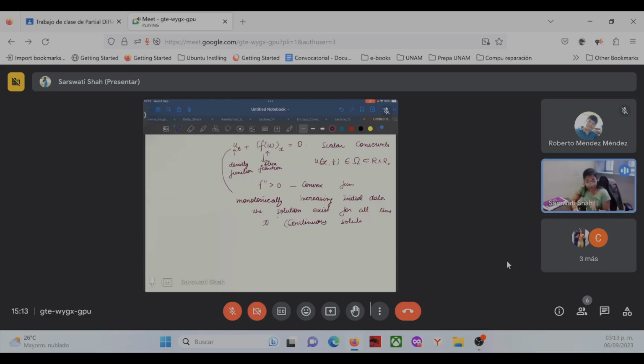However, when this flux function is convex, but the initial data is monotonically decreasing, in that case the characteristics may coincide. The characteristics emanating from the x-axis may coincide, and we will encounter a multi-valued solution. It means the solution may break down after a finite length of time. So we need to define the solution in the piecewise domain.